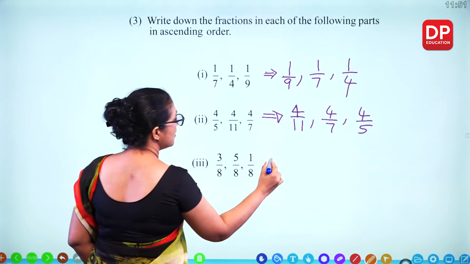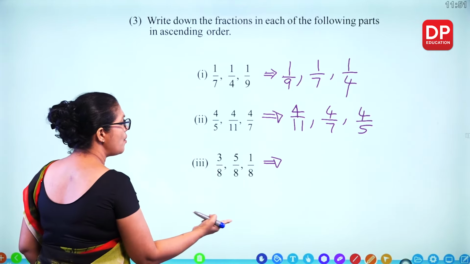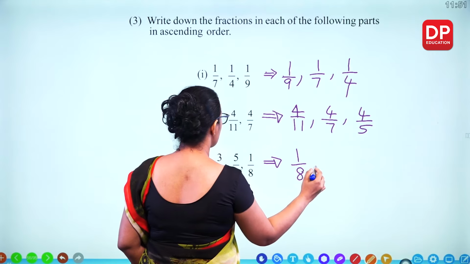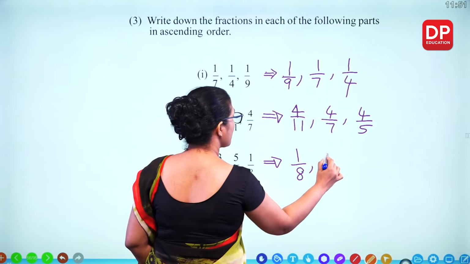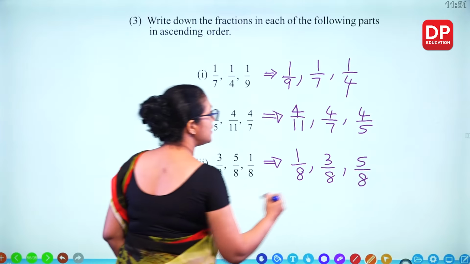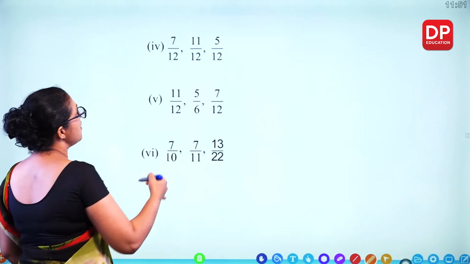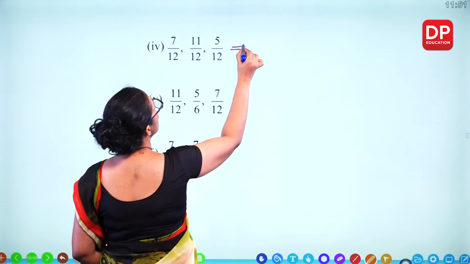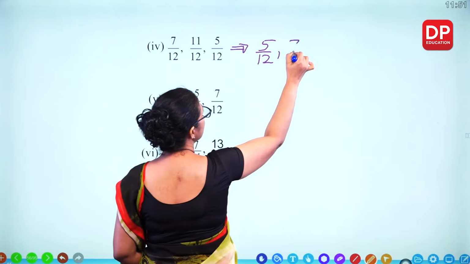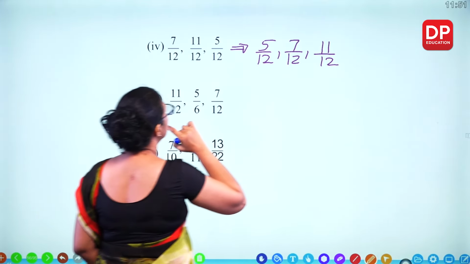Here, same denominator. Now look at the numerator. The smaller the numerator, the smaller the fraction. 3 over 8 and 5 over 8. Look at this one, same denominator. So you can take the smaller one first. 5 over 12, then 7 over 12 and then 11 over 12.